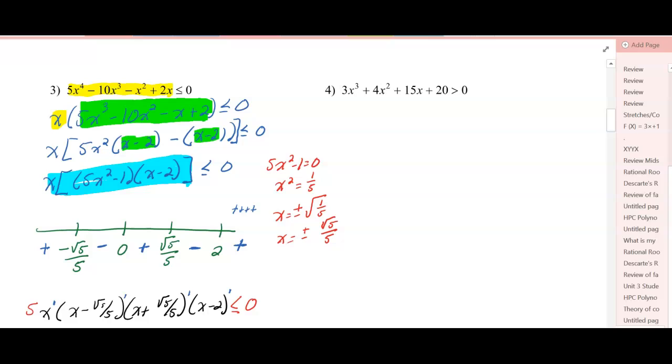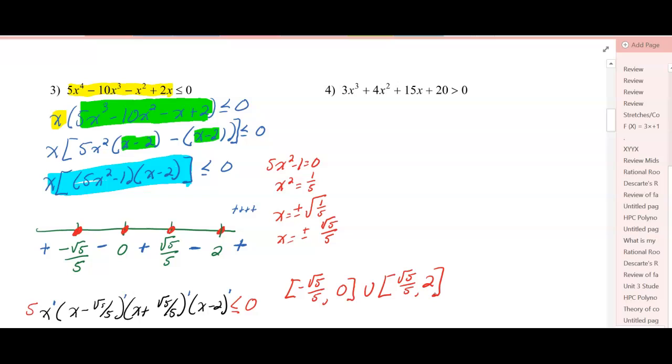Okay, we needed to finish number 3. So we want to know when this is less than or equal to 0. Each of these points is going to be a solid dot, and then I'm looking for the negative intervals. So it would be bracket negative root 5 over 5, comma 0, union root 5 over 5 to 2.